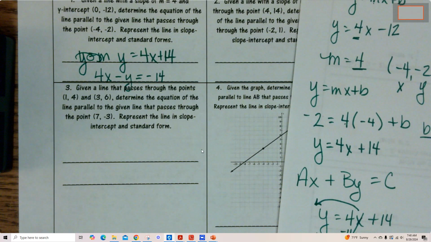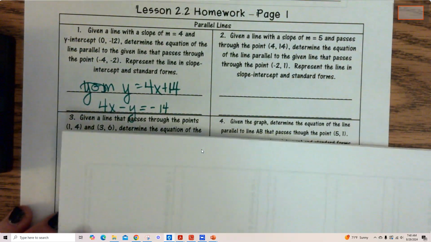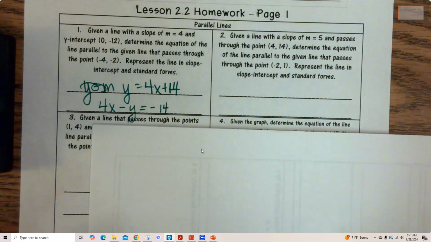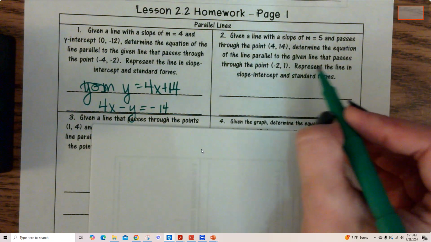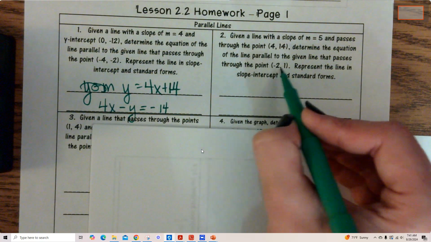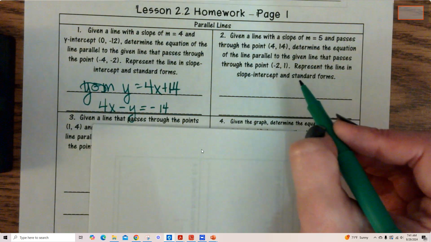All right, number 2 is yours. Number 2 says, given a line with a slope of m equals 5 that passes through the point 4, 14, determine the equation of the line parallel to the given line that passes through the point negative 2, 1. Represent the line in slope-intercept and standard form.